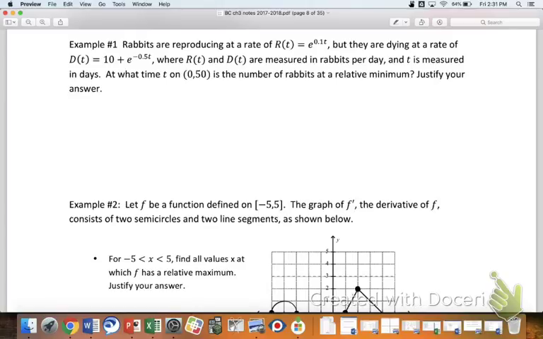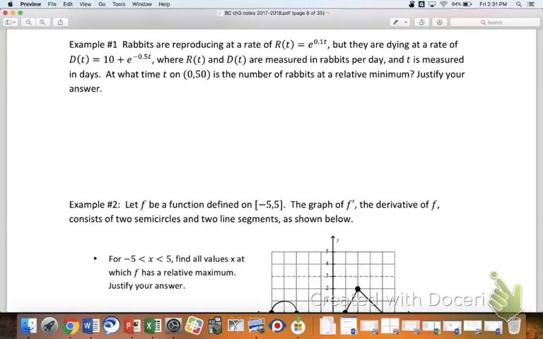Okay, so we got these bunnies. They're being born and they are dying for whatever reason. It says, at what time t on this interval 0 to 50 is the number of rabbits at a relative minimum? So this is a pretty nice segue from what we've been doing. We've done 2 examples in a row where there's a rate that's causing something to increase, and a different rate that is causing that same thing to decrease. This is the same scenario, right?